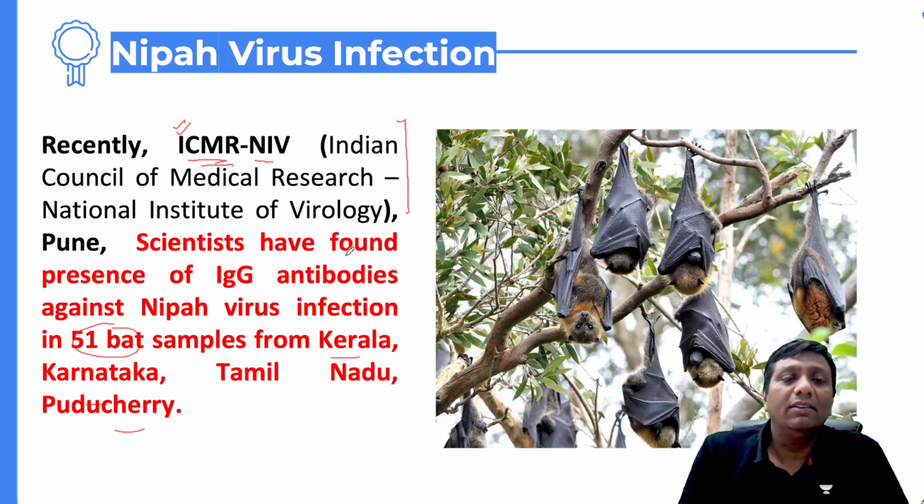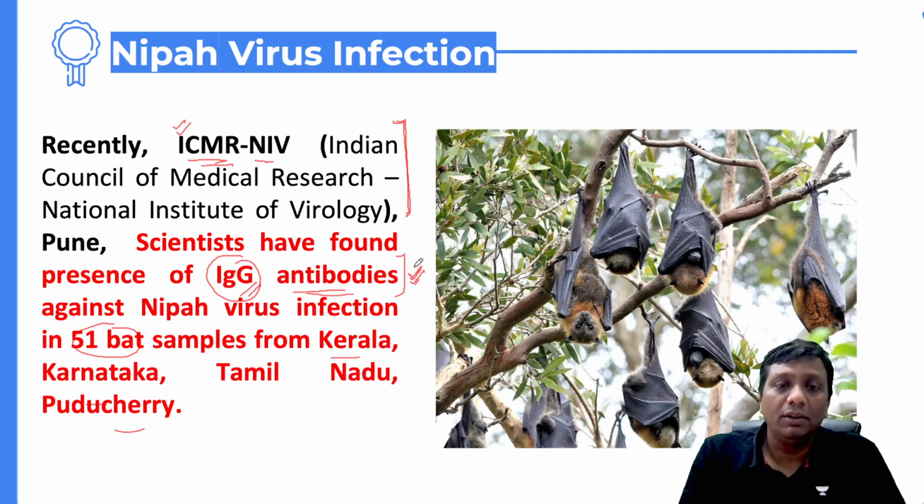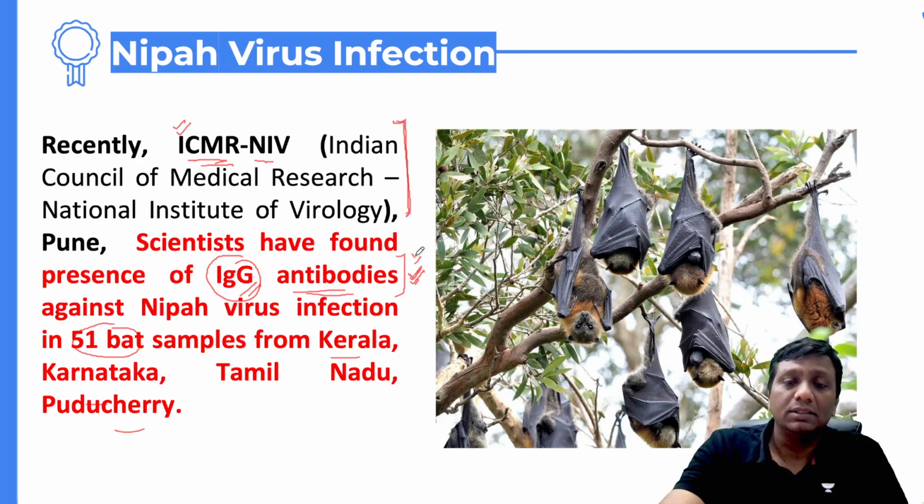What they found here, guys, is the presence of IgG, the immunoglobulin G antibody, which develops against Nipah virus infections. They found immunoglobulin G antibodies that develop against Nipah viruses. And this is great news, and an achievement by the scientists of ICMR and NIV, which they found in this bat.